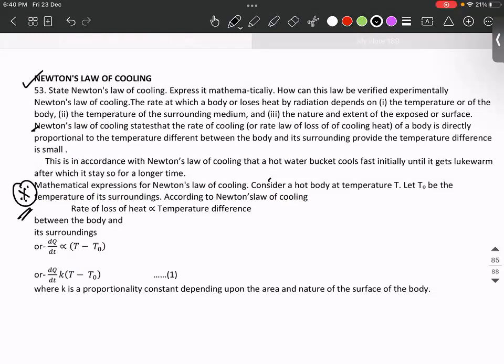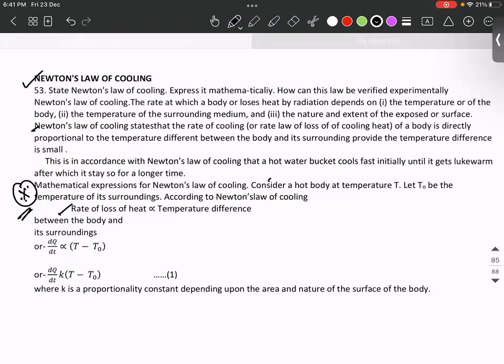Let's say you consider an object at a temperature T, and let T naught be the temperature of the surrounding. Then according to Newton's law of cooling, the rate at which the heat is lost is directly proportional to the temperature difference between the system and the surrounding. So dQ by dt will be directly proportional to T minus T naught, where T is the temperature of the system and T naught is the temperature of the surrounding.